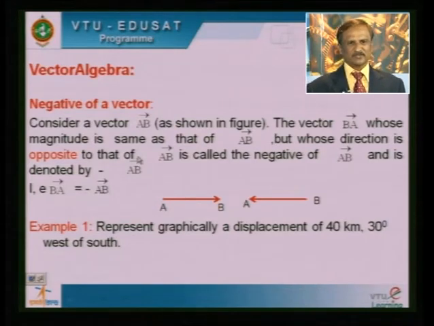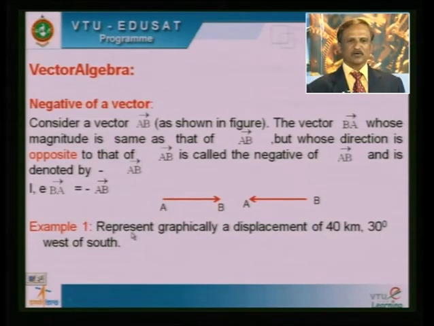We have studied some basic definitions. So my plan is, why can't we apply the gained knowledge to solve a real world problem? For that reason, I want to consider a small real world problem. For example, you want to represent graphically a displacement of 40 kilometers, 30 degrees west of south. All of us are familiar with planes moving from one city to another. They have to go from city A to city B. How they will move from city A to city B, you will come to know later. This problem is concerned with that.